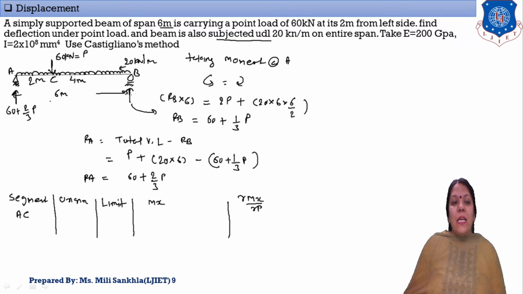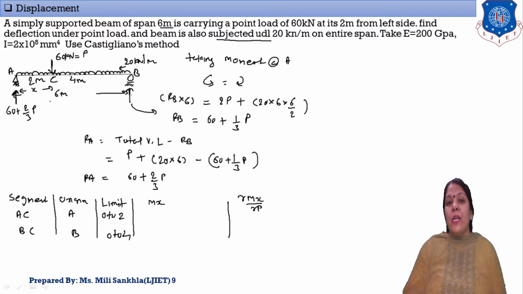Our second segment is BC. We take a segment from the last point for simplicity of the limit. Now the origin point for AC is A and for BC is B. The limit is 0 to 2 for the first, and the second limit is 0 to 4. Now first of all consider this as X.